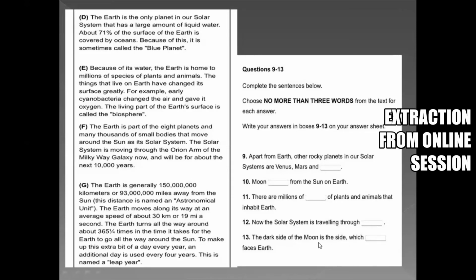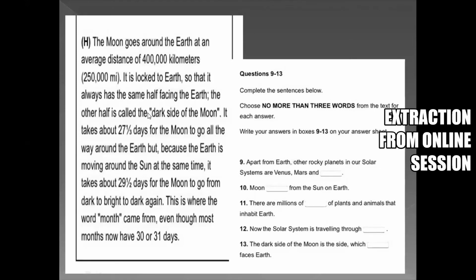The dark side of the moon is the side which dash face the earth. Dark side does not face the earth. It's in the last paragraph. Yeah, straight and clear. So the distance here, it is this kilometer away from the sun. This distance is named as astronomical unit. The earth moves along its way at an average speed. Okay, yes. Thank you. H.